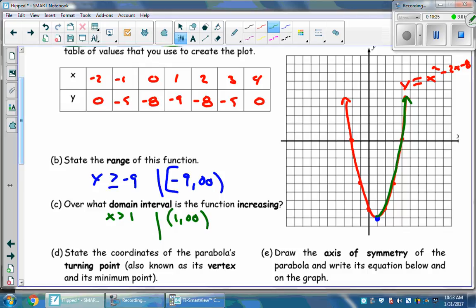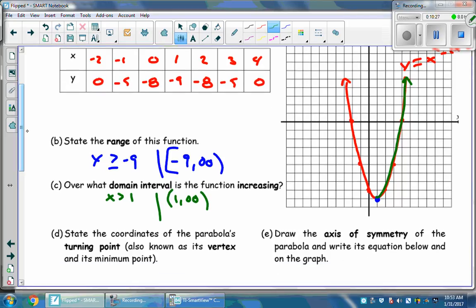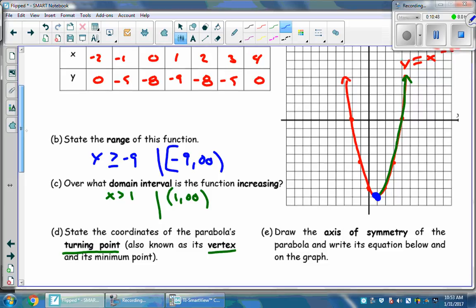Now the next thing we'll talk about are a few terms that are important for us to know. To state the coordinate of the parabola's turning point, also known as the vertex. These two terms, turning point and vertex, are going to be interchanged. Some questions will refer to the turning point, some will refer to the vertex. And it's really just this point that I highlighted at the bottom of my graph. Sometimes it'll be a minimum point, meaning the lowest point on the graph. Sometimes it'll be a maximum point, meaning the highest point on the graph.